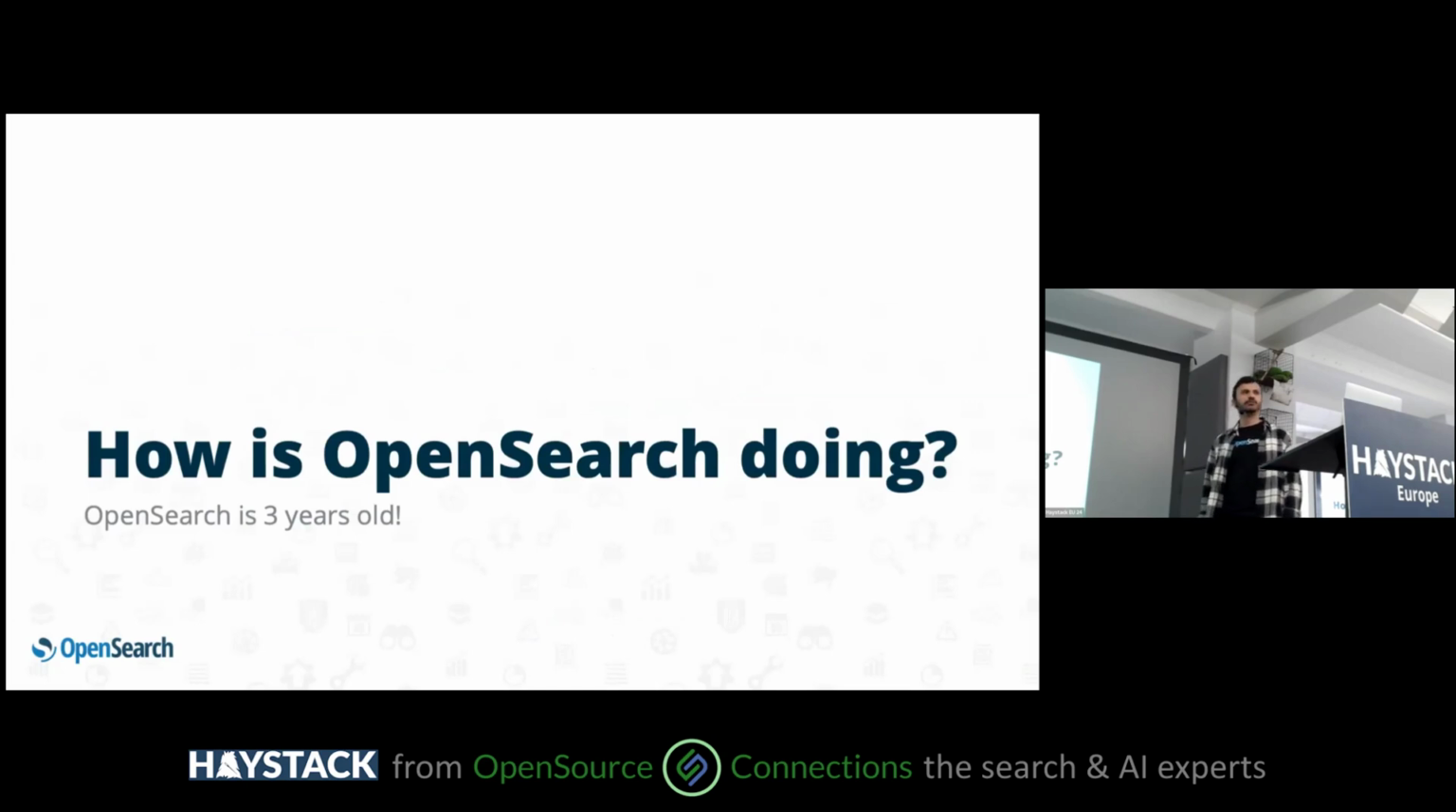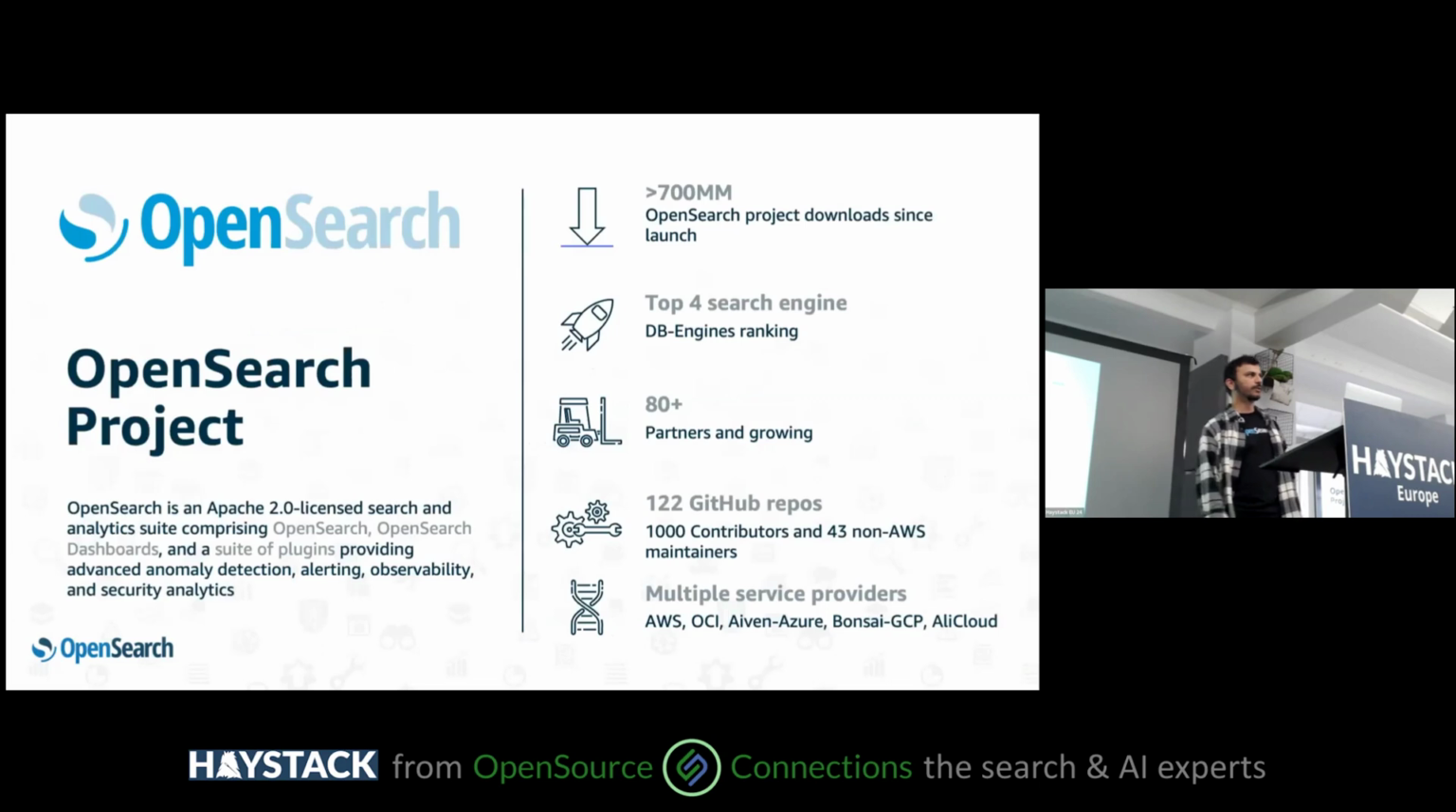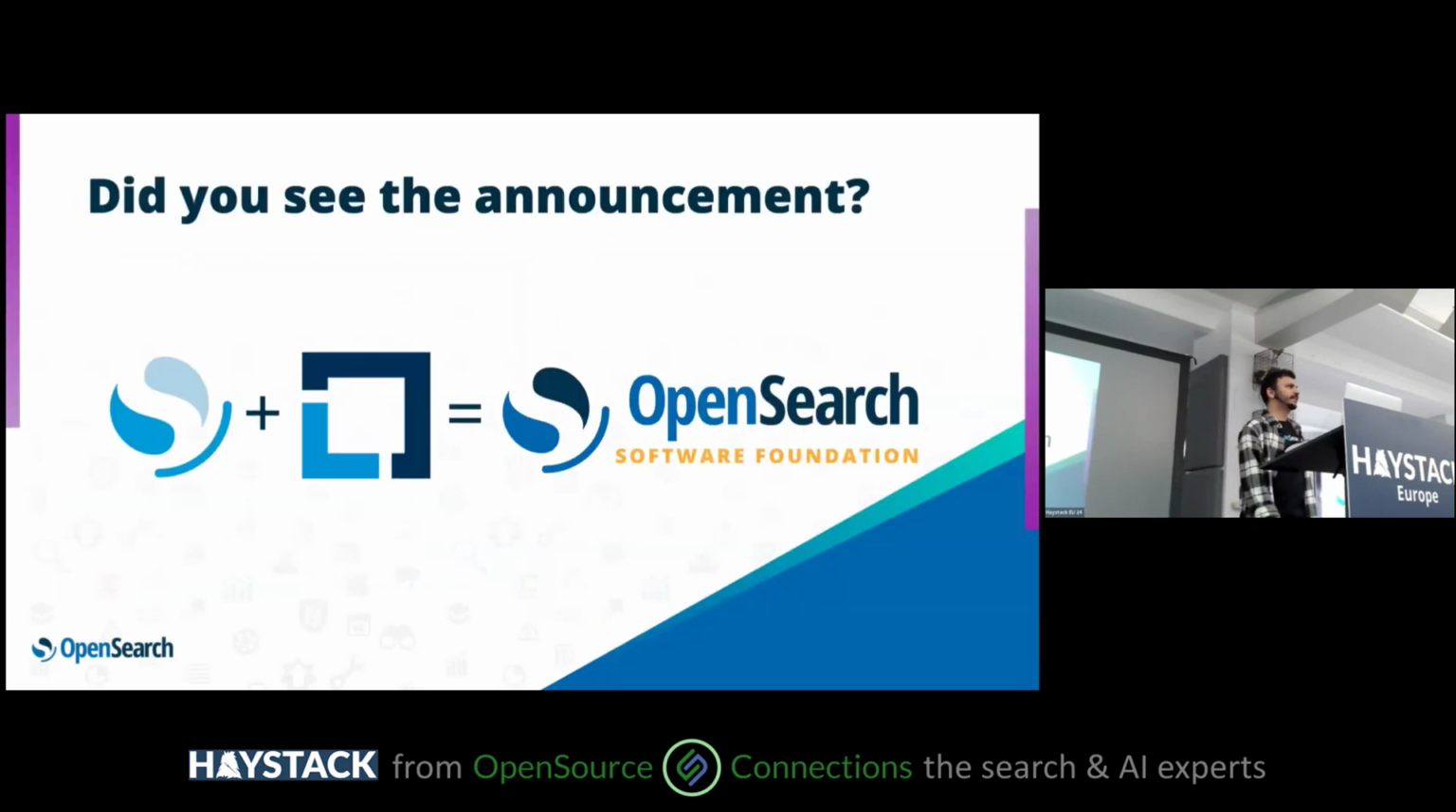Open Search is a little over 3 years old right now, with over 700 million downloads, ranking fourth in the DB engines ranking with 80 different partners and growing every day. And with multiple major cloud providers such as AWS, which is where I'm employed, Oracle, Ali Cloud, Huawei Cloud, and Azure and GCP via our partners offering managed solutions for Open Search. And if you have not seen the announcement, Open Search is now a software foundation under the Linux Foundation. And with all these things, I'm happy to say that we are doing pretty good, yeah?